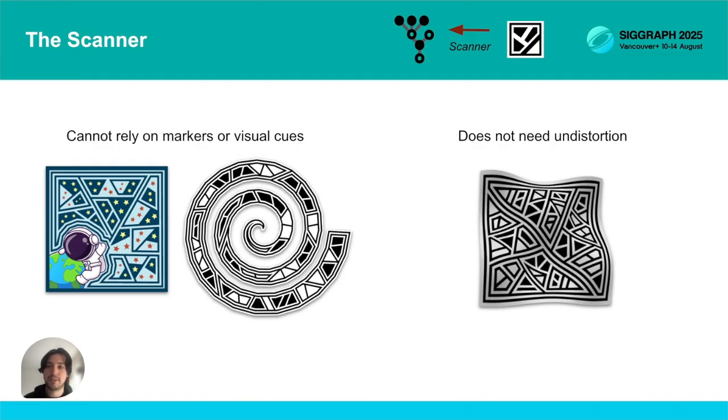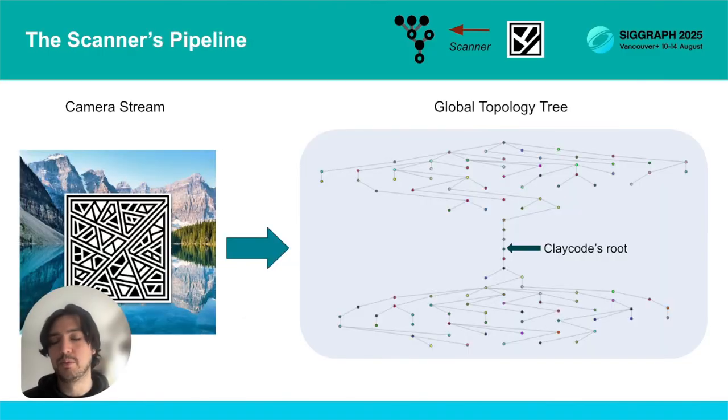Finally, let's talk about the last element of our pipeline, the scanner. This is another whole challenge. In fact, we cannot rely on markers or visual cues or even a fixed shape like we usually do with other scannable codes. However, at the same time, we do not need to worry about distortion because of perspective, because of lens, or because of plastic deformations. In fact, the very same problem of not knowing the shape turns into a feature because you don't have to correct for such things. So how do we solve this problem?